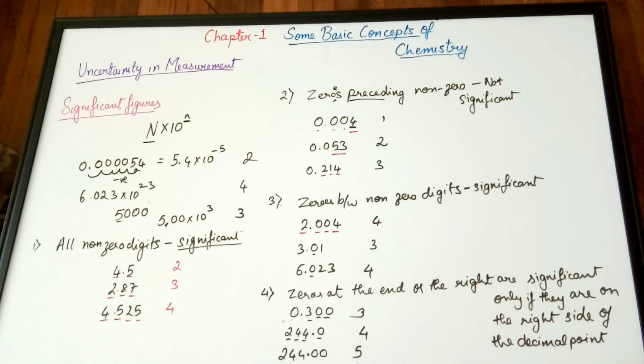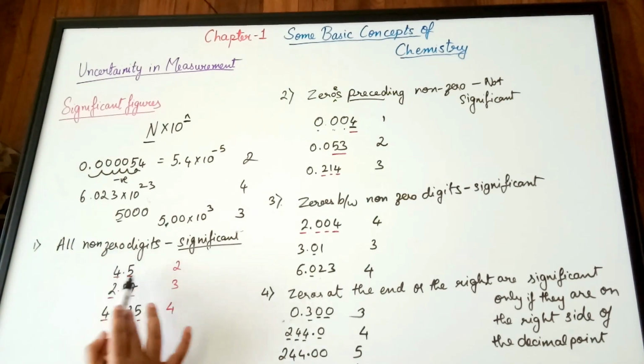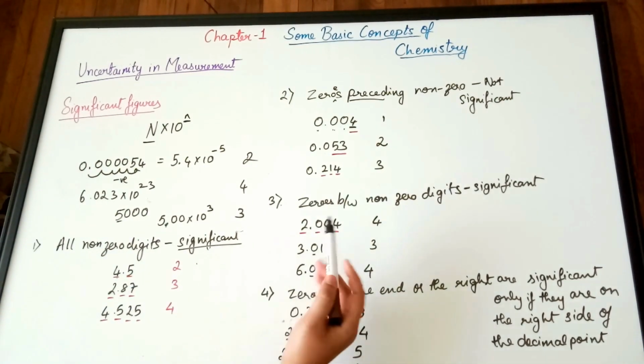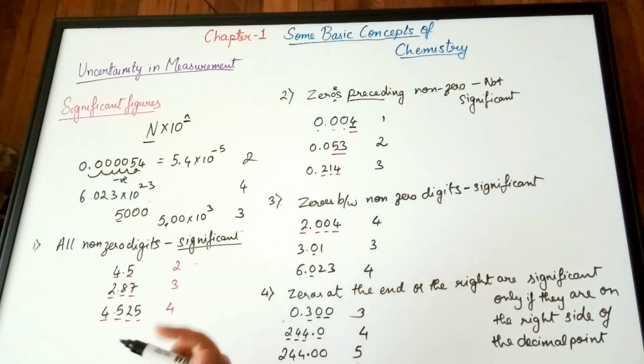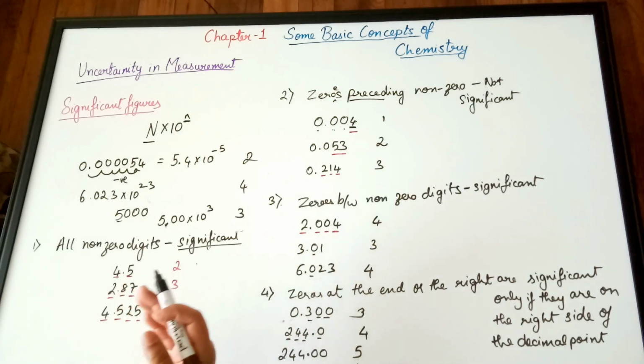Okay, so to sum up, all we learned about significant figures. Significant figures are the meaningful digits which are known with certainty, plus one which is considered to be uncertain, and the uncertainty is because of the person who is measuring or because of the device which is being used. The first rule is all the non-zero digits are significant. The second one is zeros which precede the first non-zero digit are not significant.